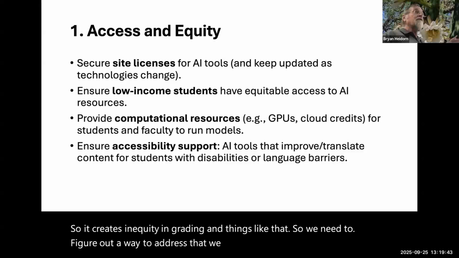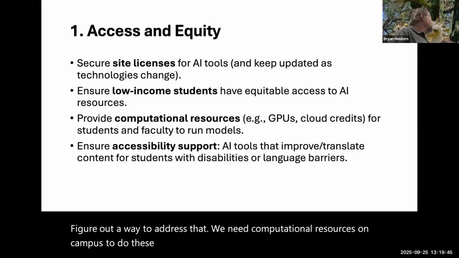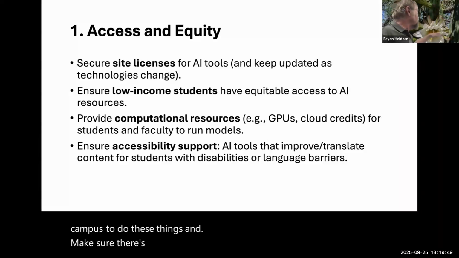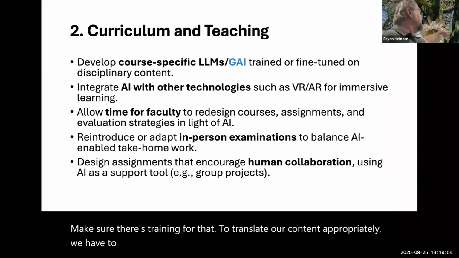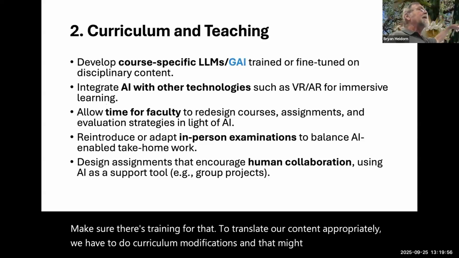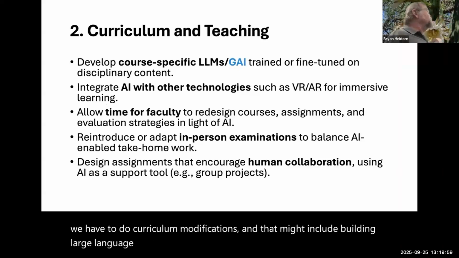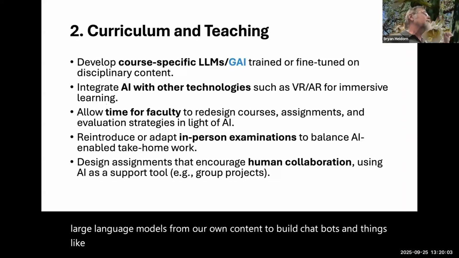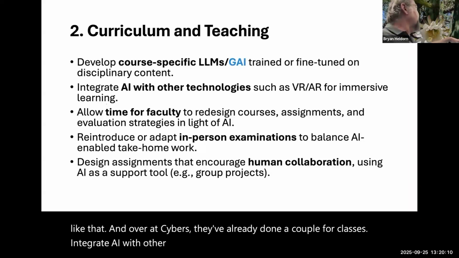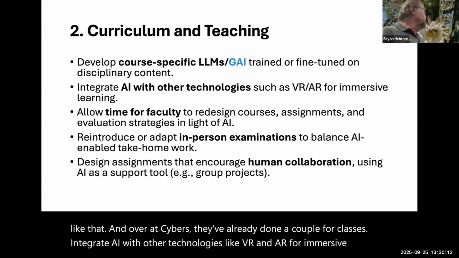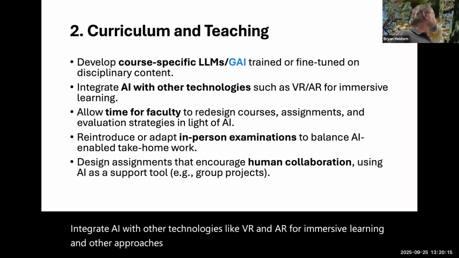We need computational resources on campus to do these things, and make sure there's training for that to translate our content appropriately. We have to do curriculum modifications, and that might include building large language models from our own content to build chatbots and things like that. And over at Cyberse, they have already done a couple for classes. Integrate AI with other technologies like VR and AR for immersive learning and other approaches with intelligent agents.